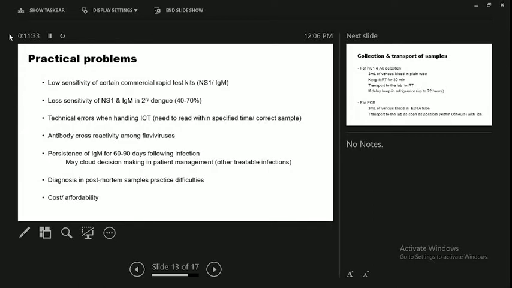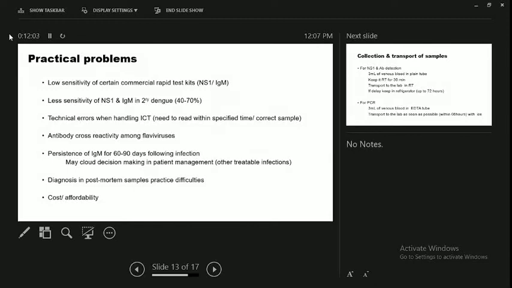So that's it. Then please remember there may be antibody cross-reactivity among other flaviviruses. So this may not be dengue. Maybe you have to think about something else. Then there is the persistence of IgM antibodies for dengue for 60 to 90 days. With an asymptomatic infection 1 month ago and a treatable infection this time, we might misdiagnose it as dengue because of the IgM.